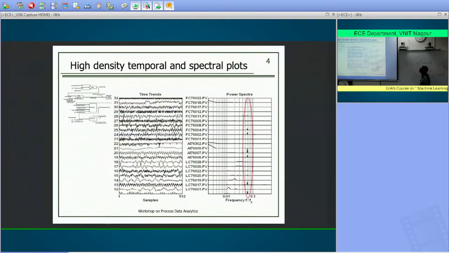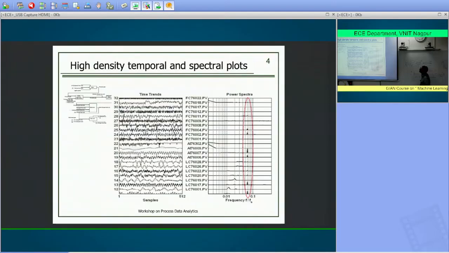Wait, sorry, which one? 21? 21 is low frequency. Okay, that's a good observation. So anything else? Do you see oscillations in some of these signals? Right. In fact, there are many signals there that are oscillating at very similar frequencies.